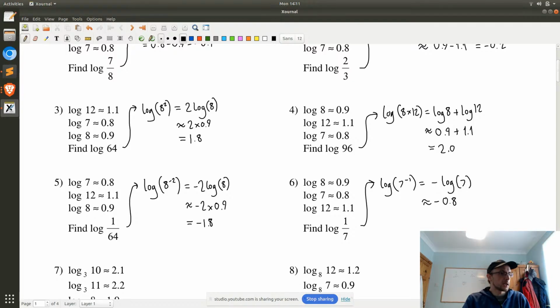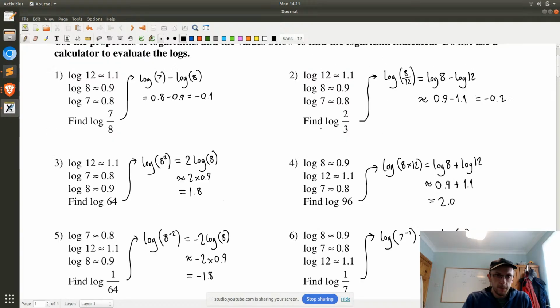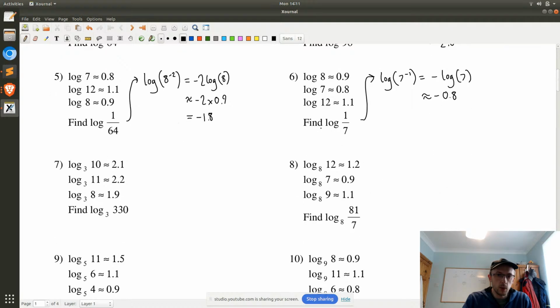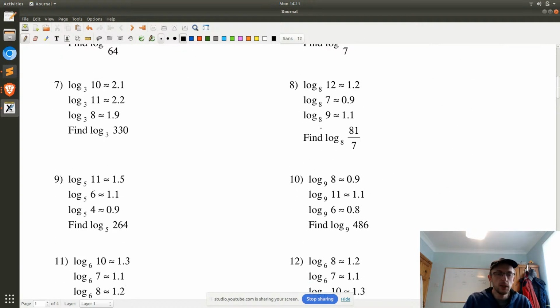And then we must check and make sure that these are correct, the first 6. Negative 0.1, that's in agreement, and that's in agreement as well. Okay, good. Now the next 6. So here we're working in log base 3, not the common logarithm anymore. And we have to create 330.